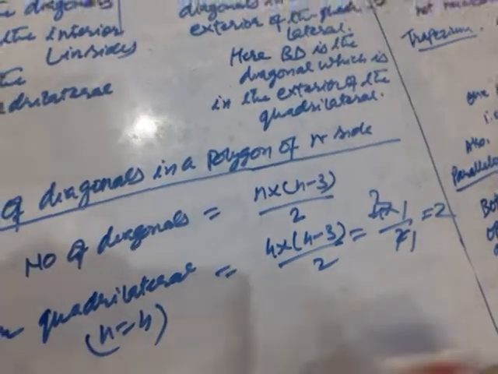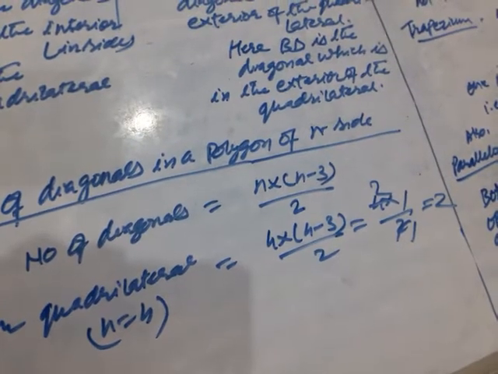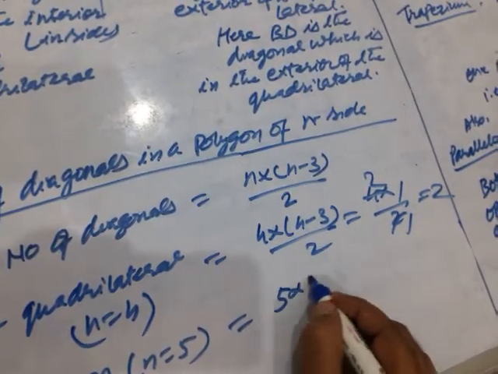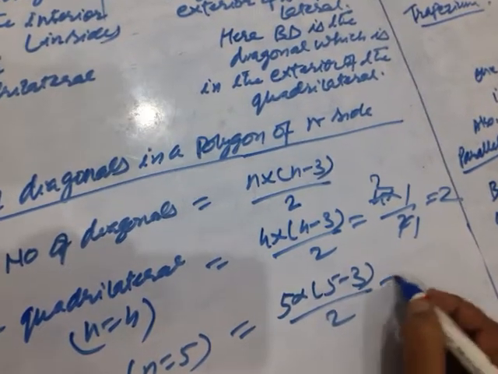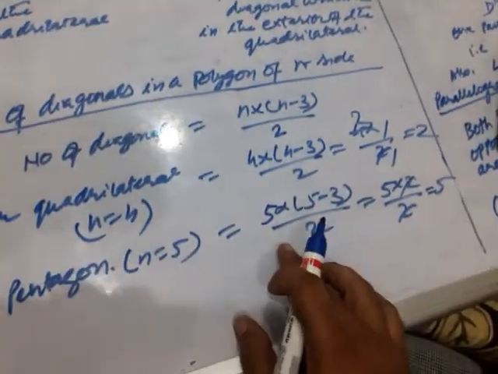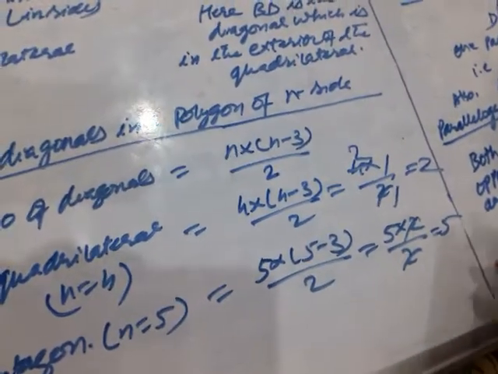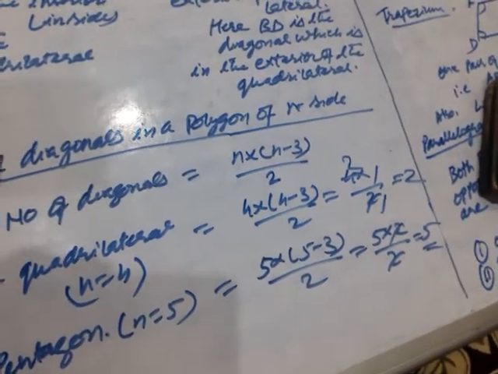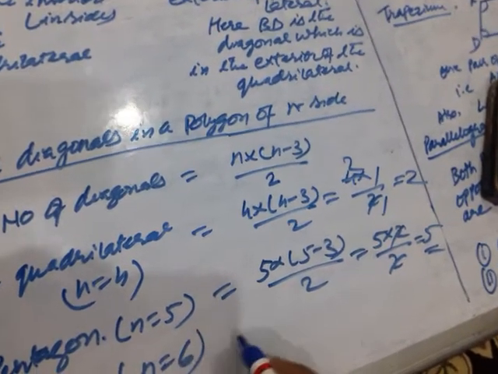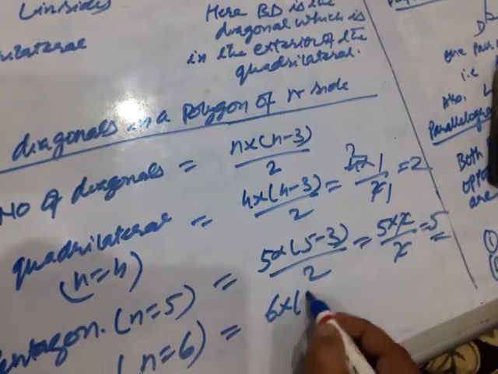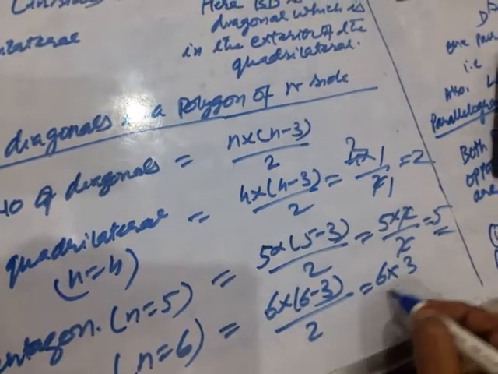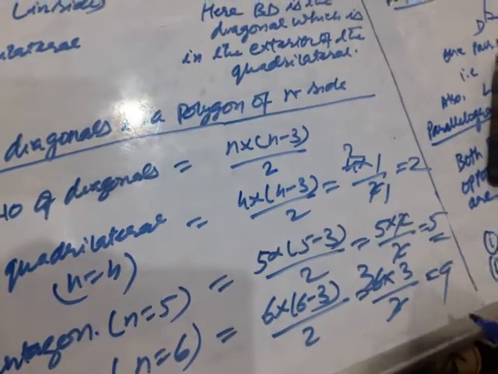Clear. For pentagon n equal to 5, that is 5 into 5 minus 3 upon 2, that is 5 into 2 upon 2, and here the number of diagonals equals 5. So 5 diagonals will be there in a pentagon. In case of hexagon n equal to 6, then what is the formula? 6 into 6 minus 3 upon 2, that is 6 into 3 upon 2. 2 3 is 6 and 3 3 is 9, so 9 diagonals are there.